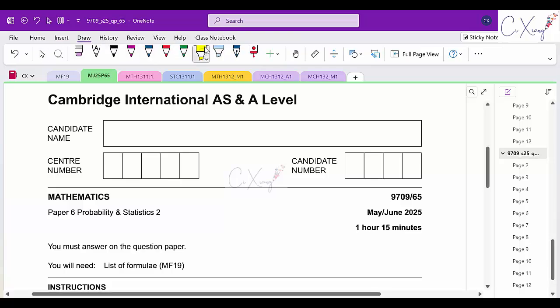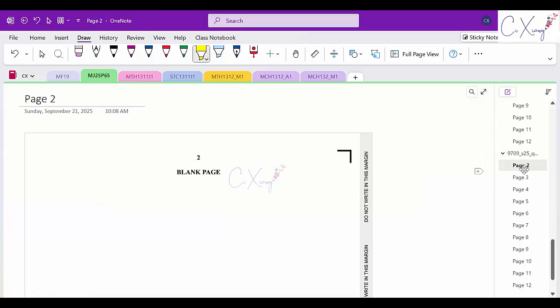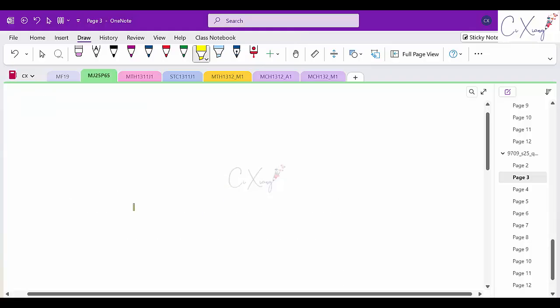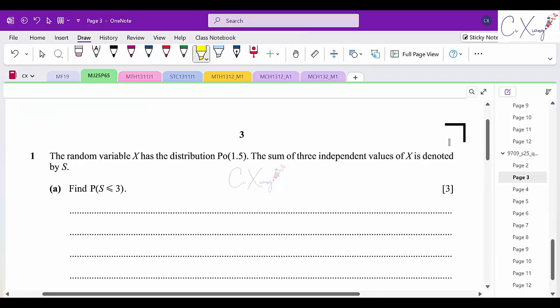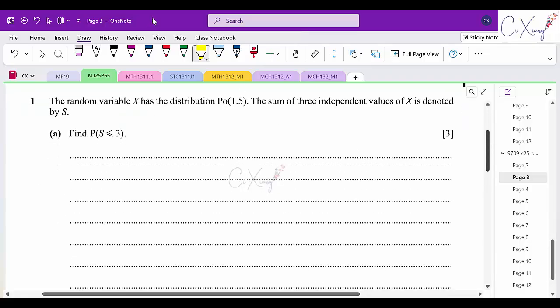Okay, for this video, we'll be discussing the May-June 2025 paper 6.5 for probability and statistics 2. Let's have a look at question number 1. We have a random variable X that is Poisson distributed with lambda 1.5. The sum of three independent values of X is denoted by S.